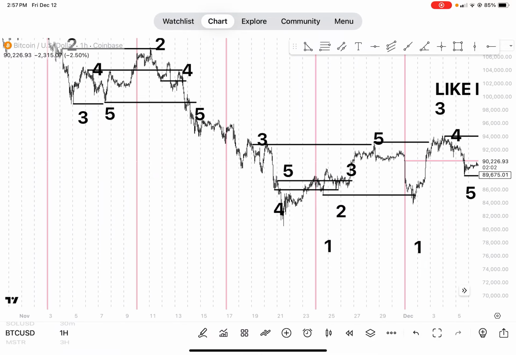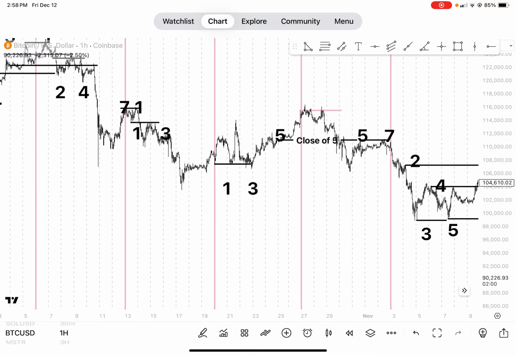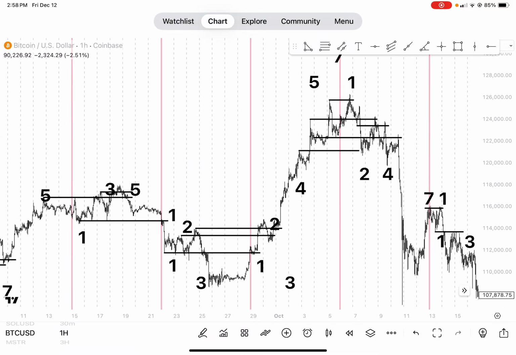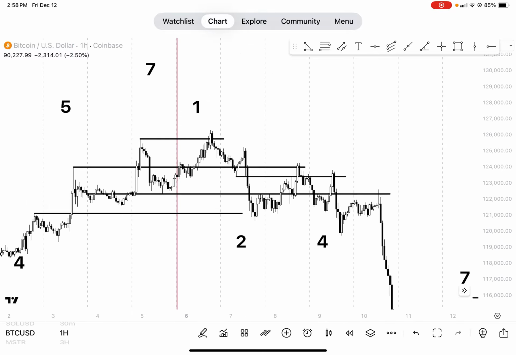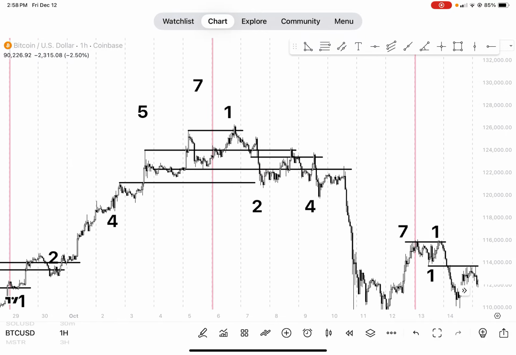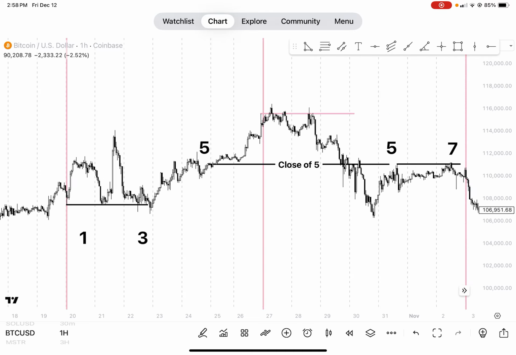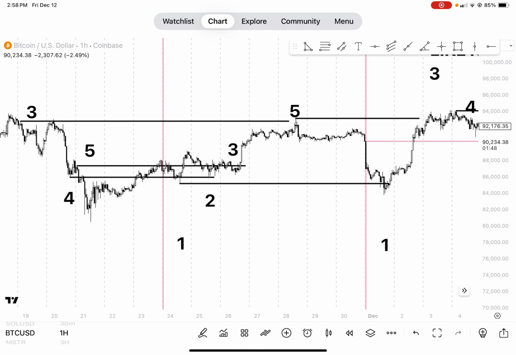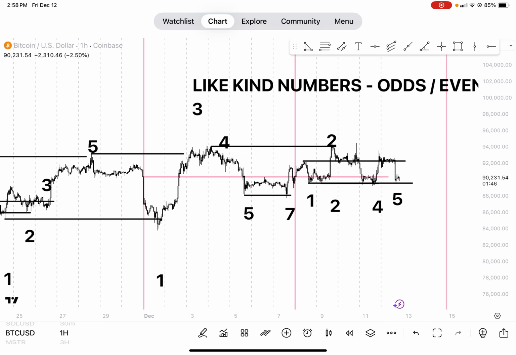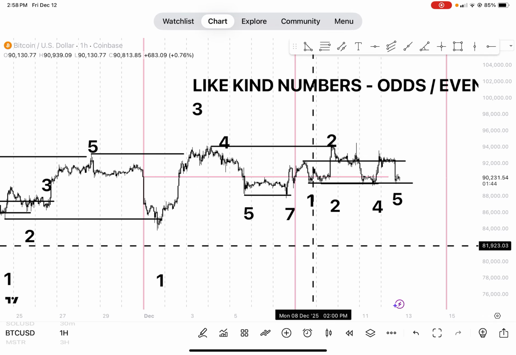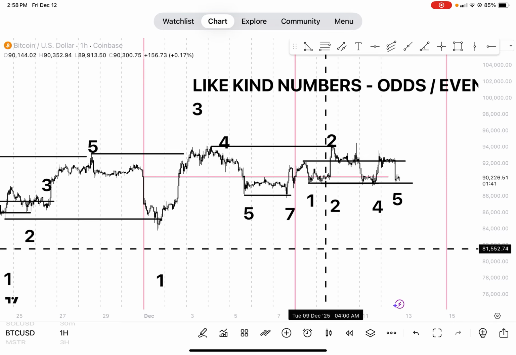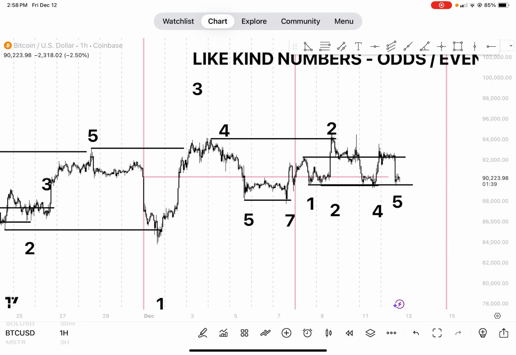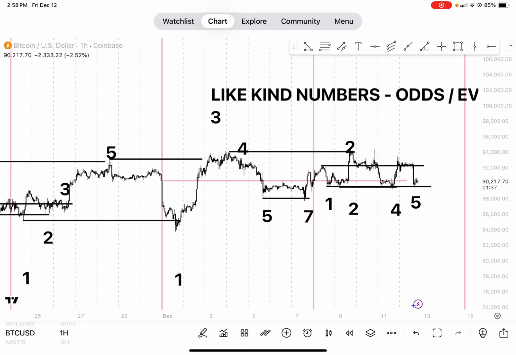Y'all go do a little studying, and if you don't, well, you'll just be losing next time. That's on you. If you want to lose, ignore me. If you want to win, I suggest you start paying attention. That's my call to action for you guys. Go out and chart this stuff. Pay attention. Get yourself used to like kind numbers, odd days, odd numbers, even days, even numbers. That's pretty much it. And then I'll be able to talk you through this right here a whole lot easier.